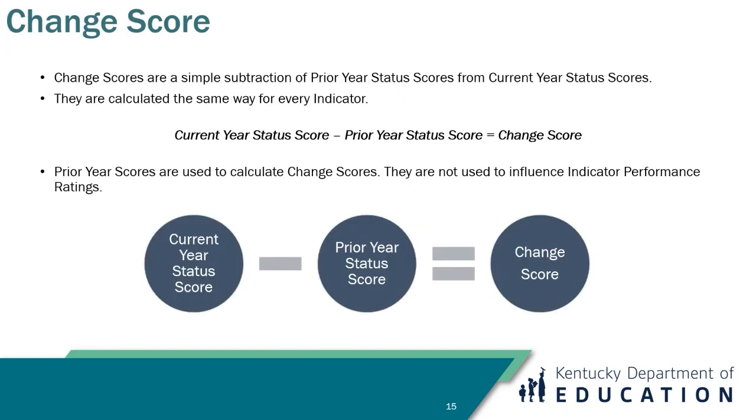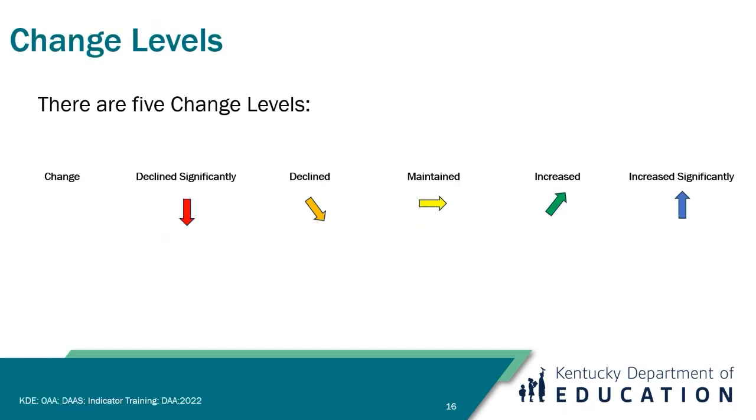When looking to determine the change scores, you will use the prior year's score as well as the status score from the current year. For example, if the 2022-2023 current status score is 62 and the prior status score from 2021-2022 was 52, you would take 62 minus 52, which would equal 10, our change score. There are 5 levels of change: declined significantly, declined, maintained, increased, and increased significantly.